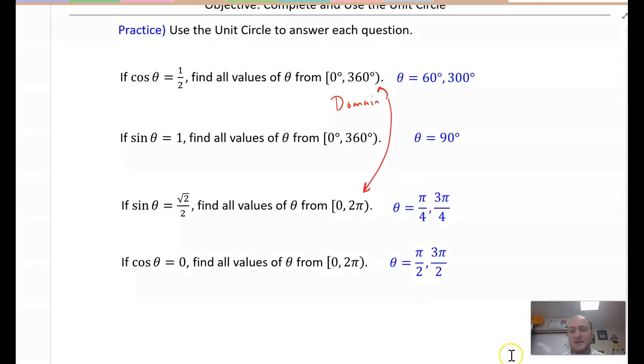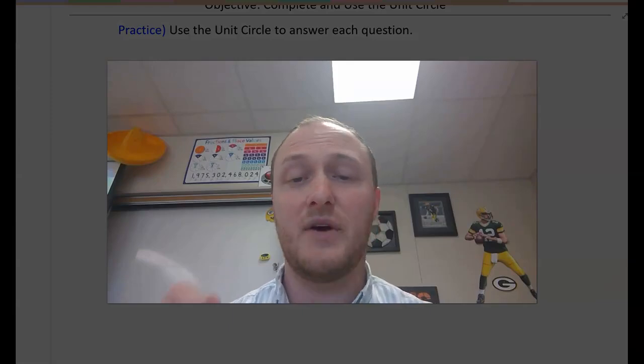Hey, that's it. That is it. That's how we use the unit circle. You pretty much just read it, right? X values are what? Sine or cosine? Cosine, very good. Y values are what? Sine, very good. What about tangent? That's such a good question.